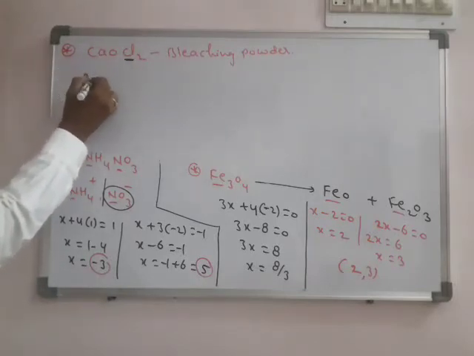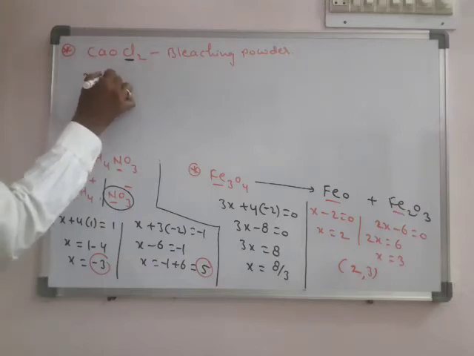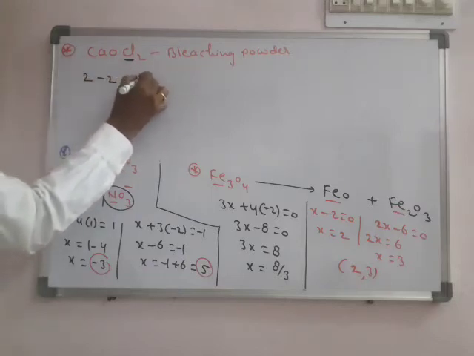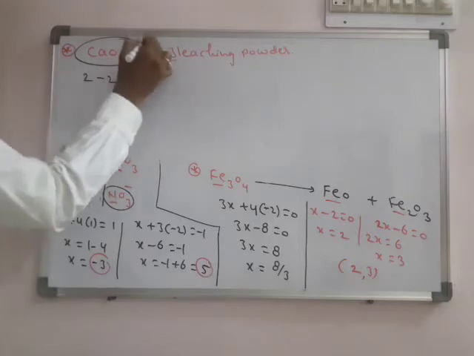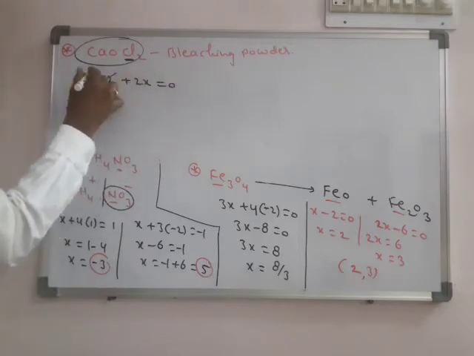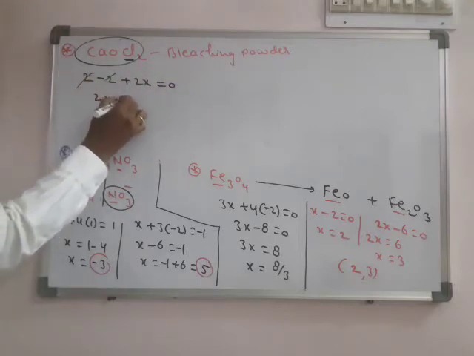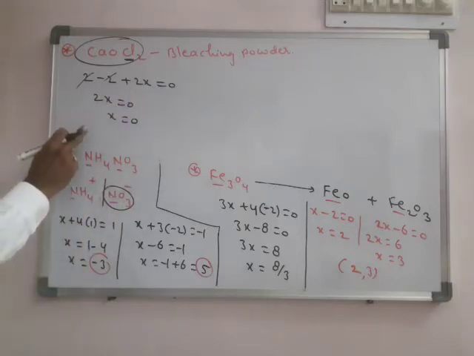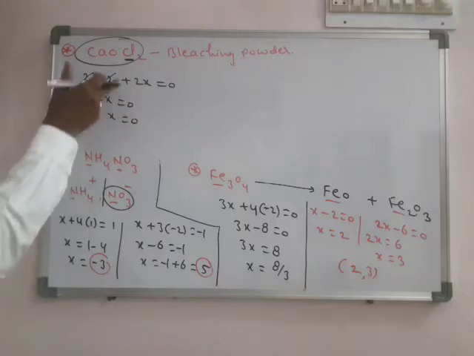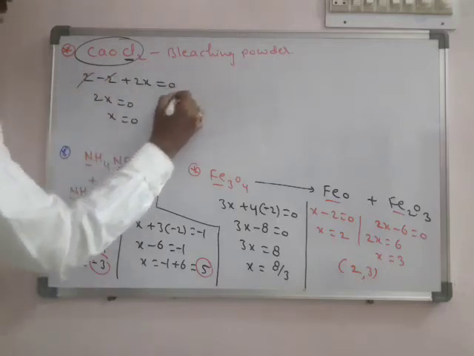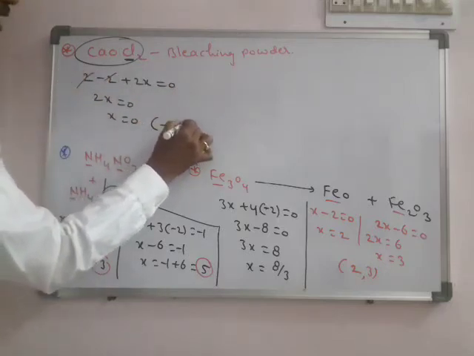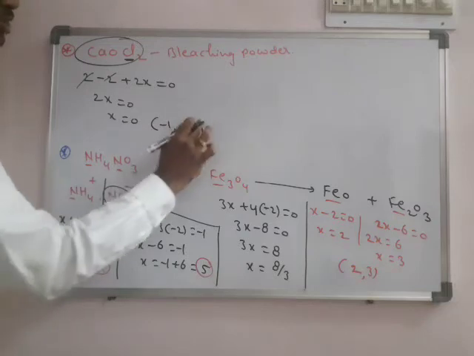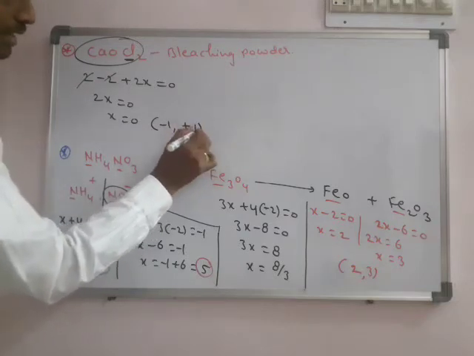Calcium is second group, so plus 2. O minus 2, it is 2x. Overall charge 0. So 2x equals 0. So x equals 0. So the overall oxidation number is 0. Actually here it is also given sometimes as minus 1, plus 1. Since we got 0, we are not writing minus 1 plus 1 here.